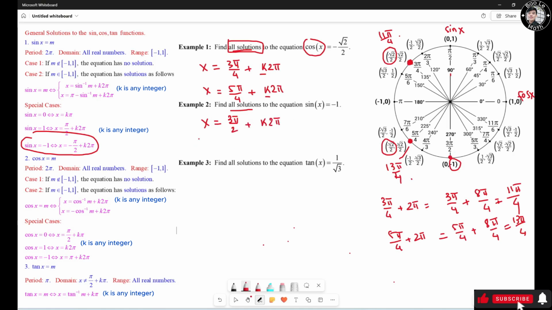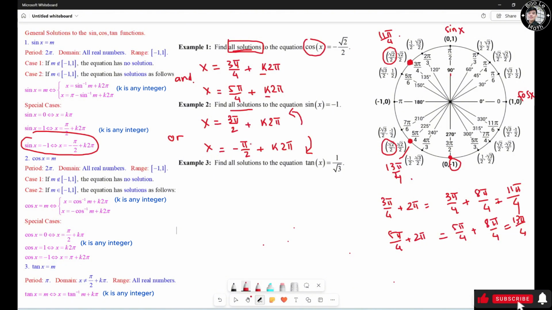or you can write like this: s equals negative pi over 2 plus k 2 pi, right? This one you go counterclockwise. This one you go clockwise. For the first example right here, it should be this guy and this guy. Example number 2, this guy or this guy.